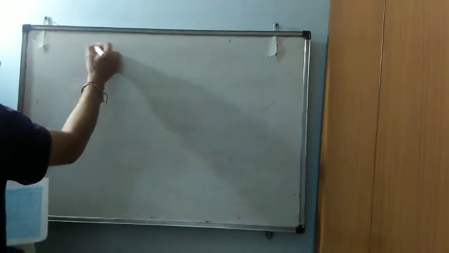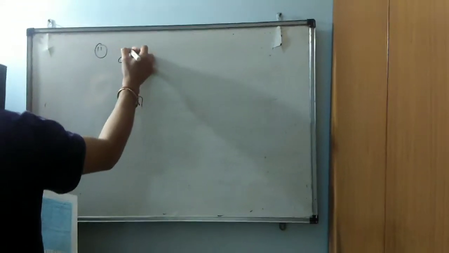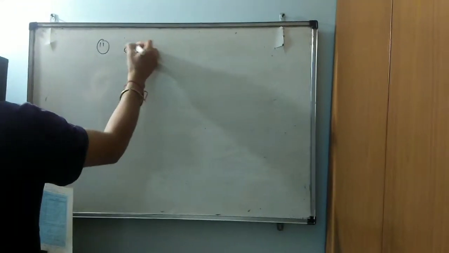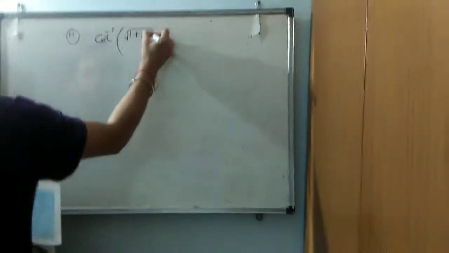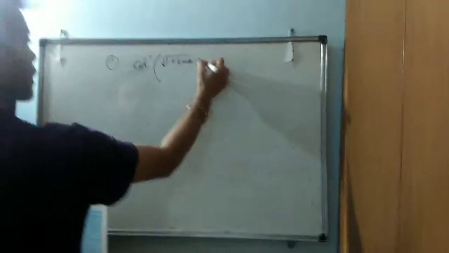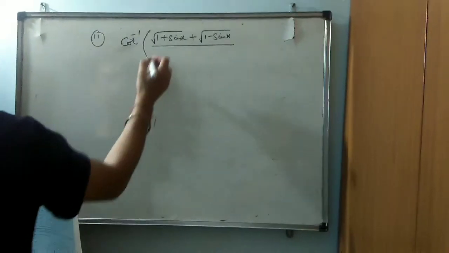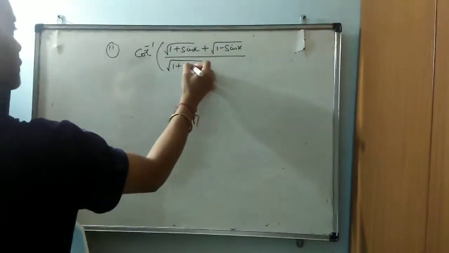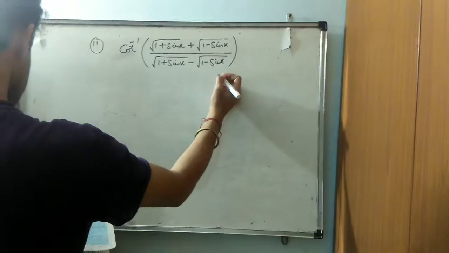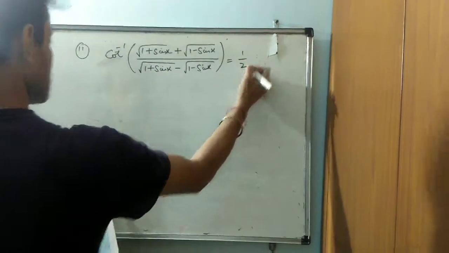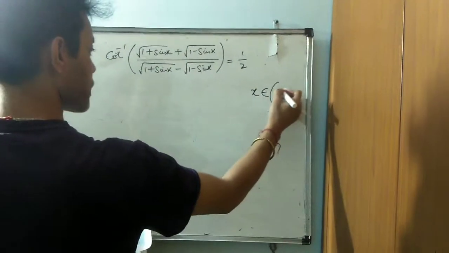Question number 11. Cot inverse under root 1 plus sin x plus under root 1 minus sin x, whole divided by under root 1 plus sin x minus under root 1 minus sin x, equals x by 2. And the domain for the question is x belongs to 0 to pi by 4.